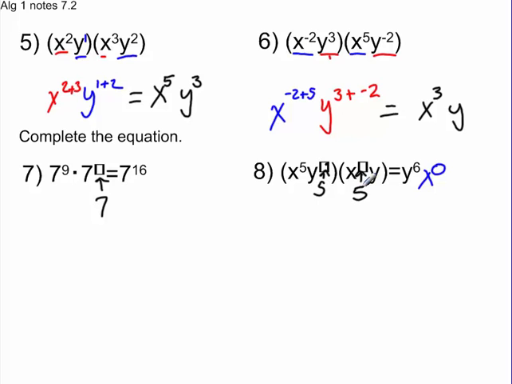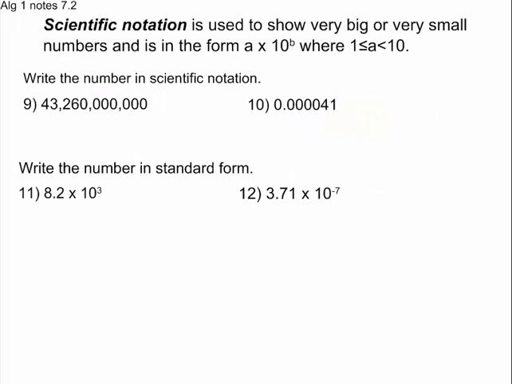Pretty straightforward. I think you're going to enjoy your homework tomorrow, not because you enjoy homework, but just because you probably should get it done. Alright, let's look at one last thing.